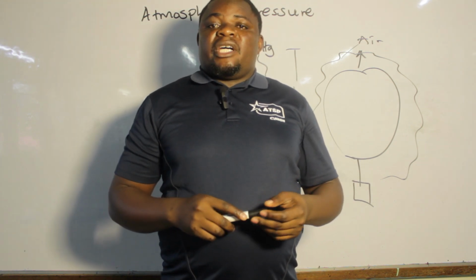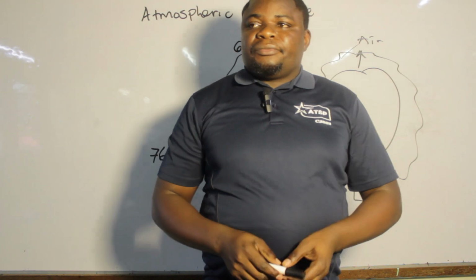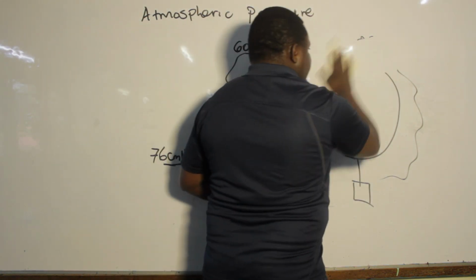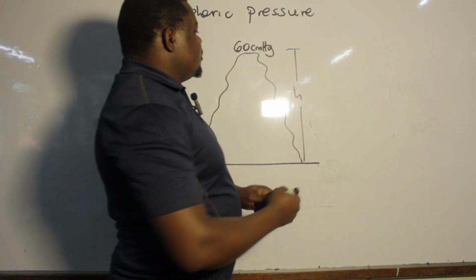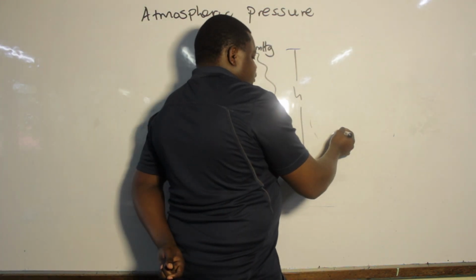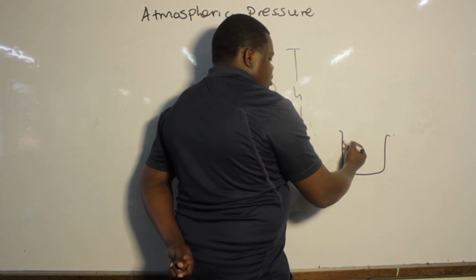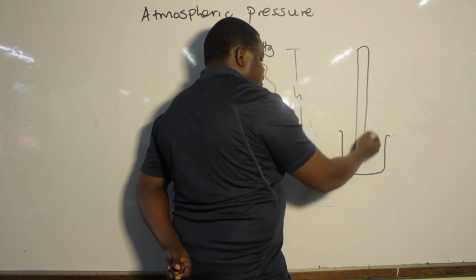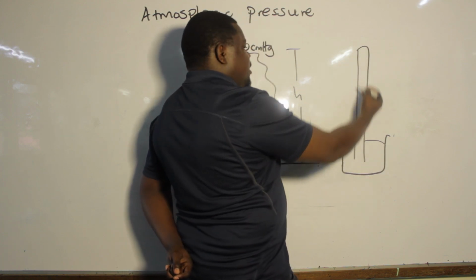Now this pressure can be measured using a barometer, and a barometer simply consists of a few items, some of which are, we have the container that has mercury. This is mercury. Then we have a long tube of about a meter which is immersed inside there. Of course, there's mercury over here.